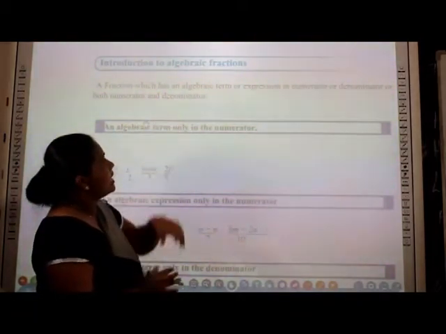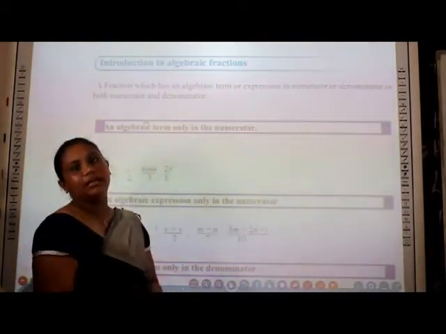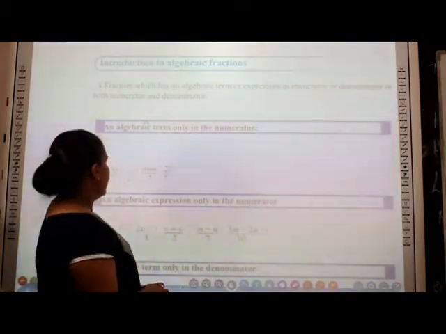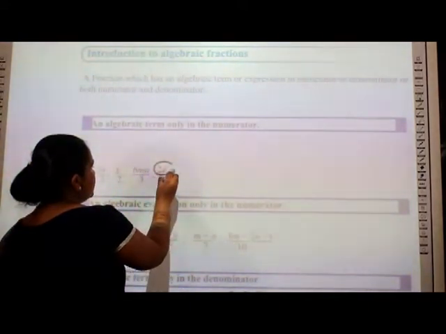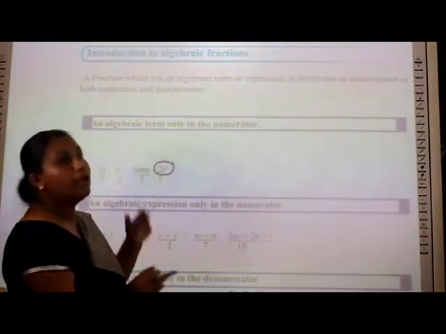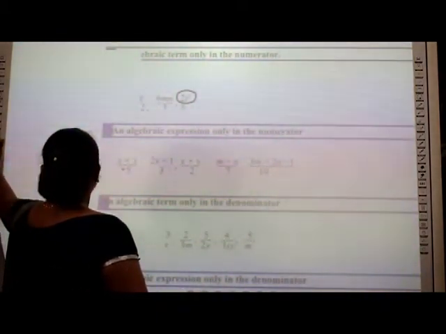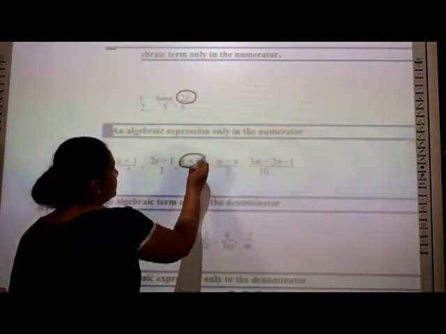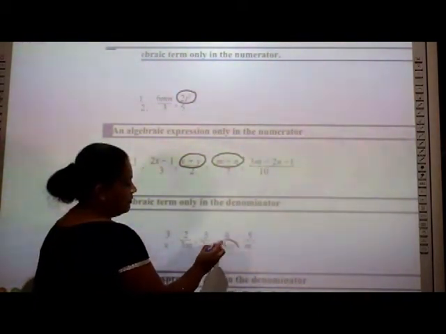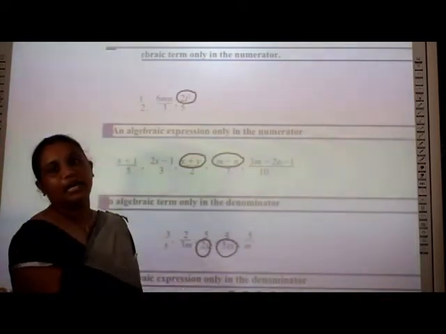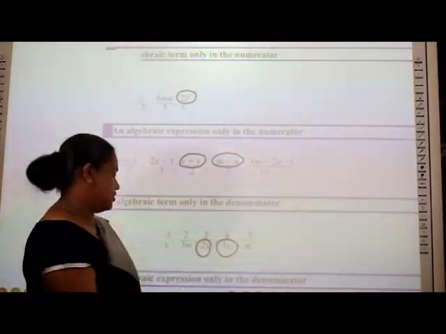A fraction which has an algebraic term or expression in the numerator or denominator, or both numerator and denominator. Right? Here, look at this one. In these fractions, the algebraic term is in where? Numerator. Then, what about this one? Look at here. Here, an algebraic expression is in the numerator. So here, an algebraic term is in where? Denominator. So all of these can be considered as algebraic fractions.